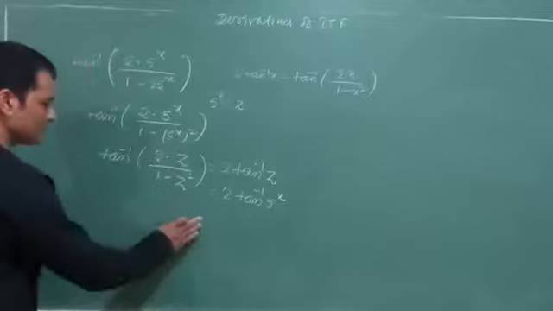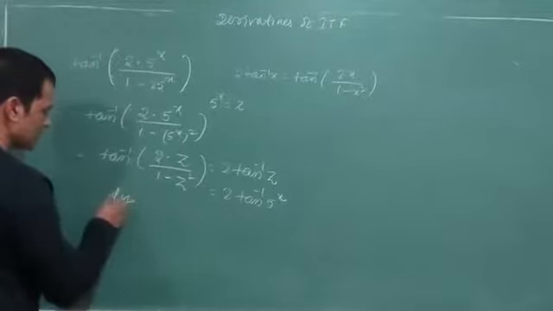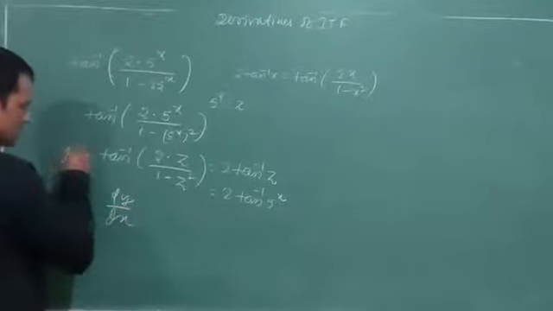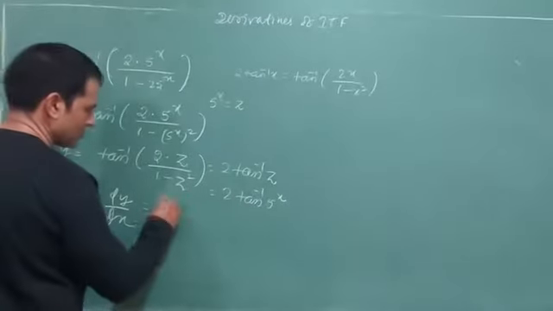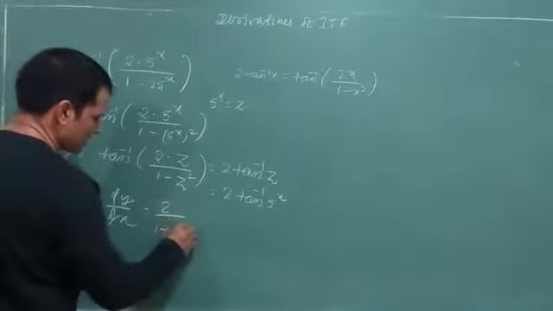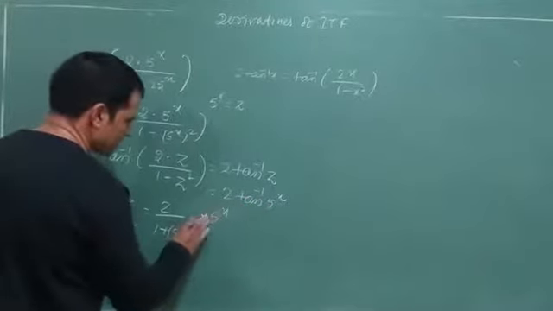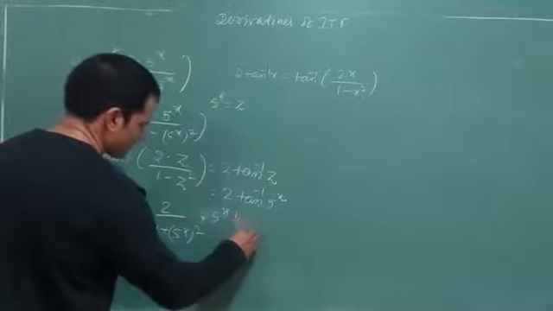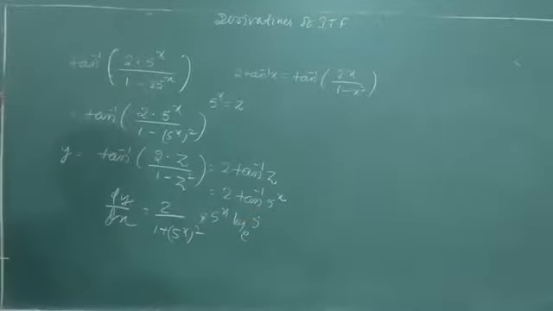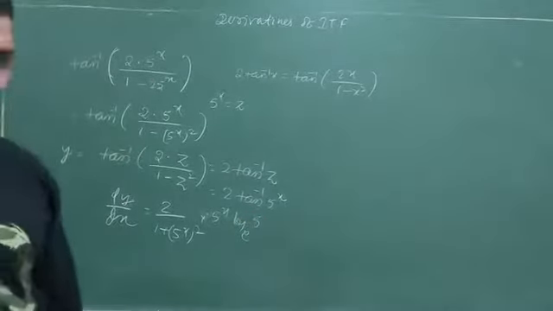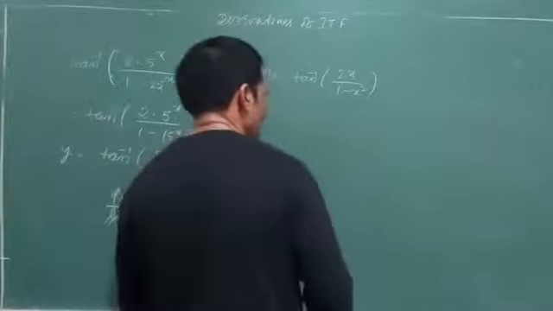Now go for the derivative. dy by dx: tan inverse x derivative is 1 by 1 plus x square, so 1 by 1 plus 5 to the power x whole square, into d by dx of 5 to the power x, which is 5 to the power x into log e 5. Done.